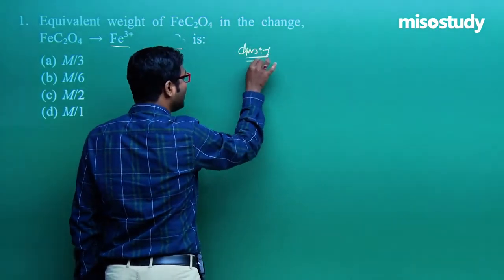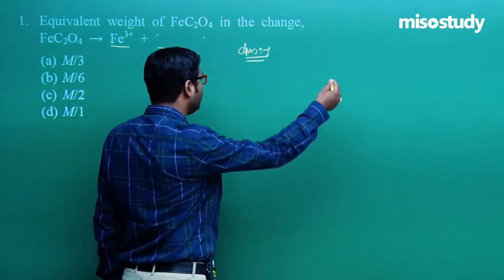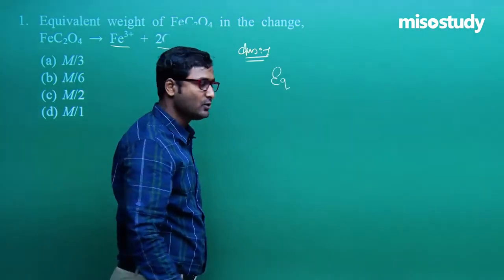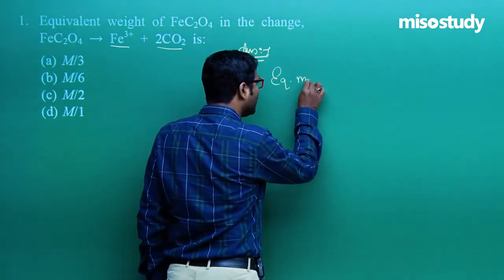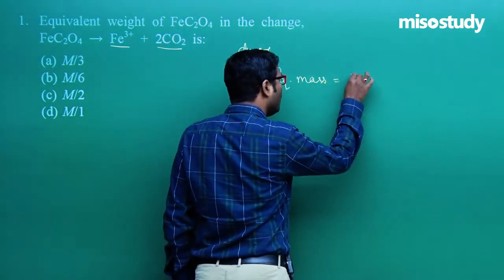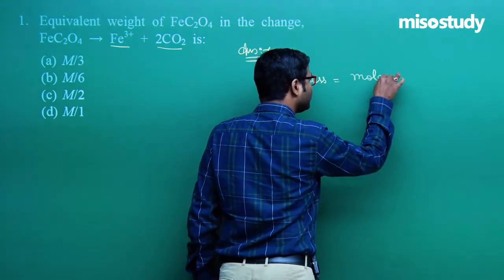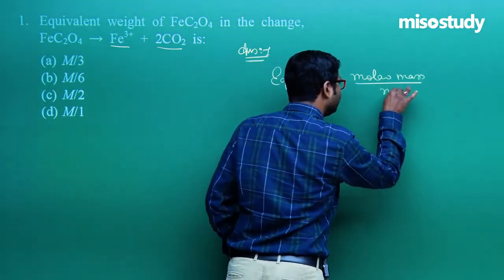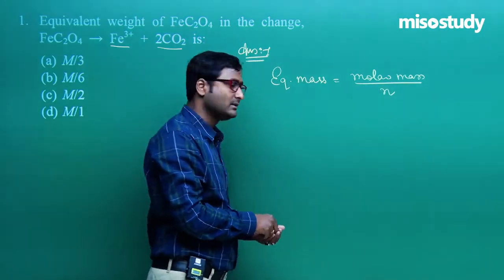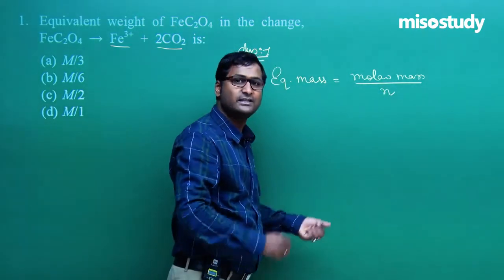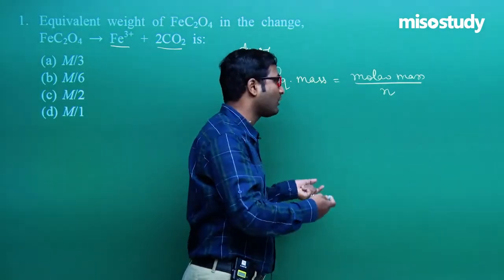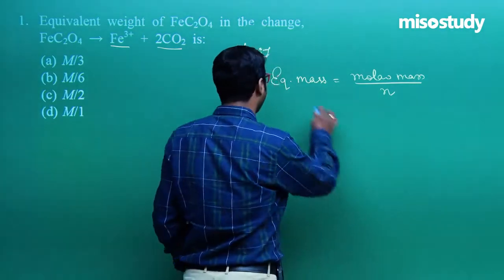Now do you remember, as I discussed earlier in my chapter volumetric analysis, in my chapter redox also, equivalent mass is equal to molar mass or molecular mass upon N. What is N? Acidity, basicity, change in oxidation state, number of electrons gained or lost. Clear? This is the formula.